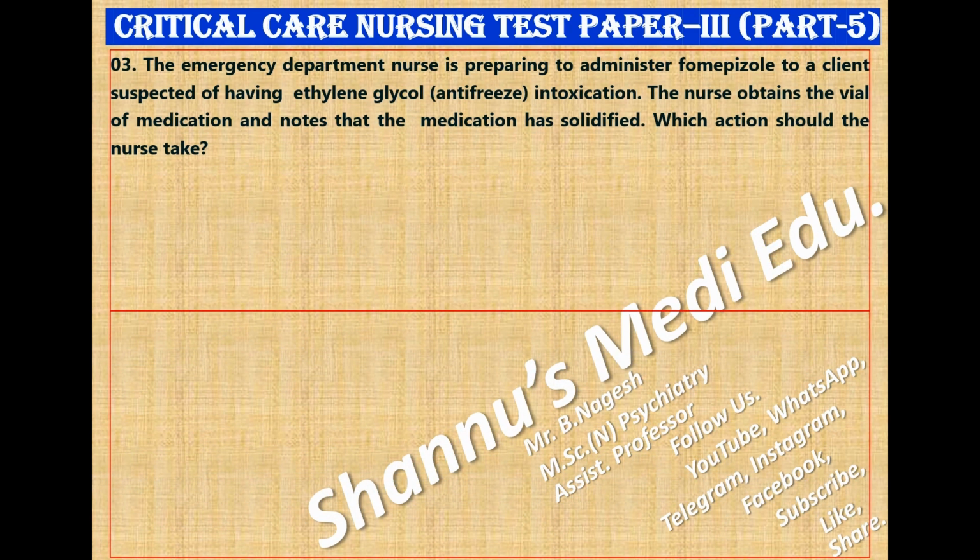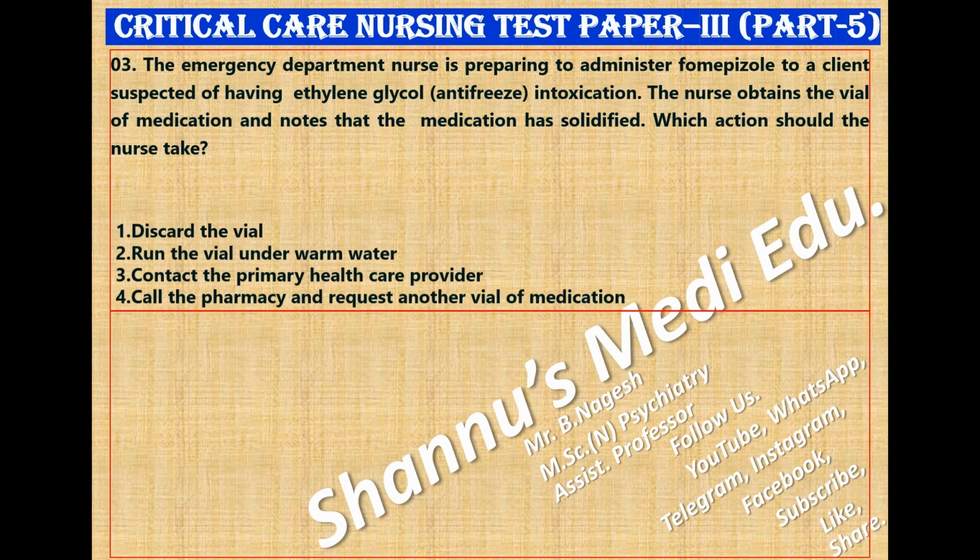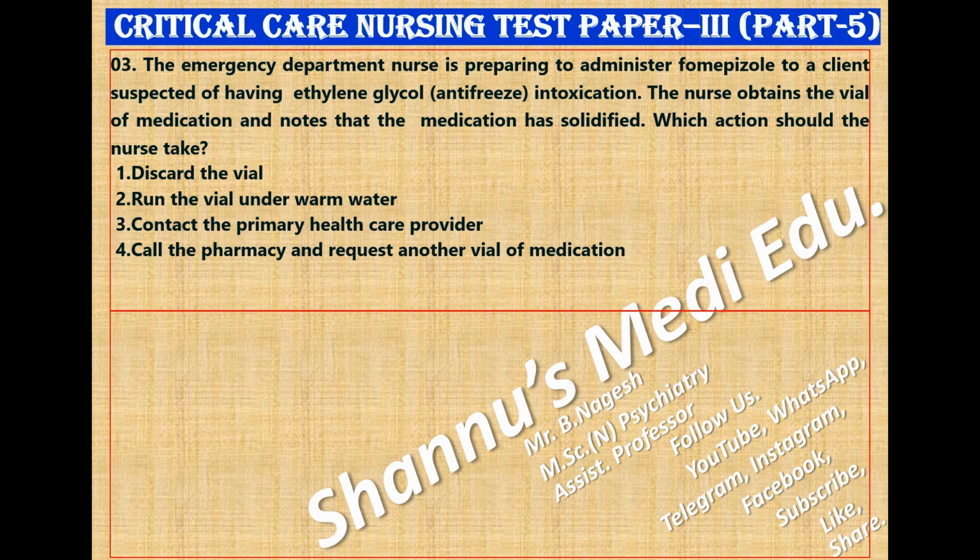Question number 3. The emergency department nurse is preparing to administer fomepizole to a client suspected of having ethylene glycol antifreeze intoxication. The nurse obtains the vial of the medication and notes that the medication has solidified. Which action should the nurse take? Option 1, discard the vial. Option 2 is run the vial under warm water. Option 3 is contact the primary healthcare provider, and option 4 is call the pharmacy and request another vial of the medication. The correct answer is run the vial under warm water.